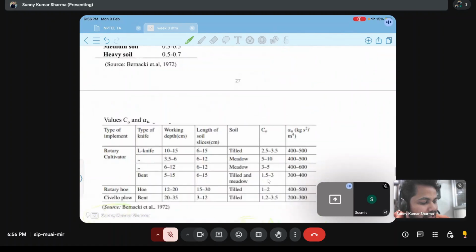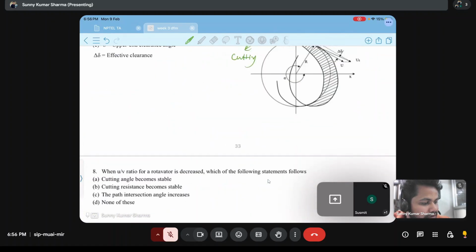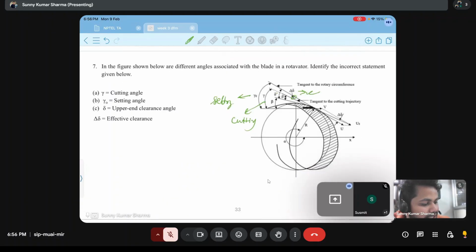So the question asked here is which statement is correct. Lambda is the cutting angle, yes that is correct. Delta is the setting angle, yes that is also correct. Upper end clearance is delta, that is also correct. This delta is not effective clearance, it is the path intersection angle, which is the difference between two tangents. So answer will be option D, which is effective clearance angle.